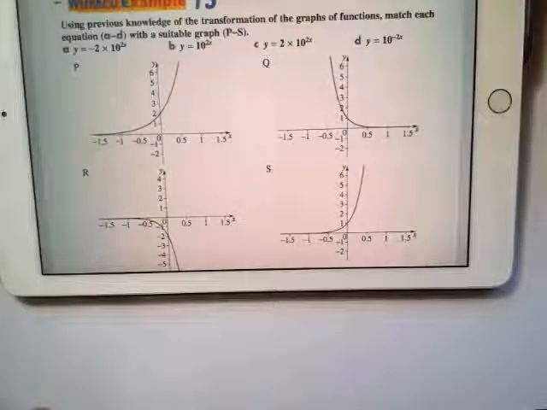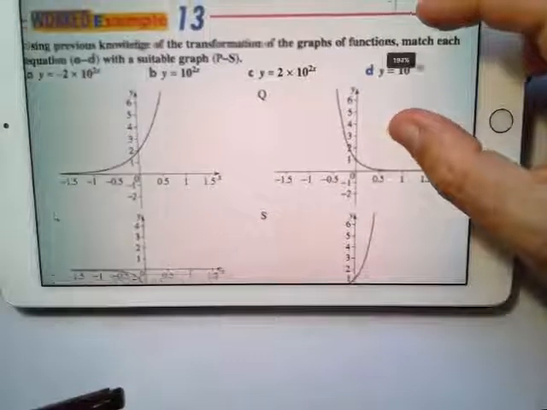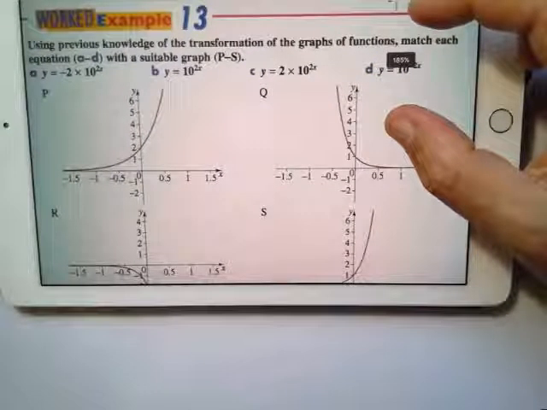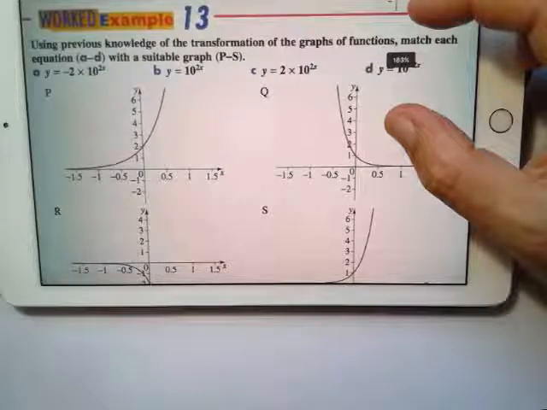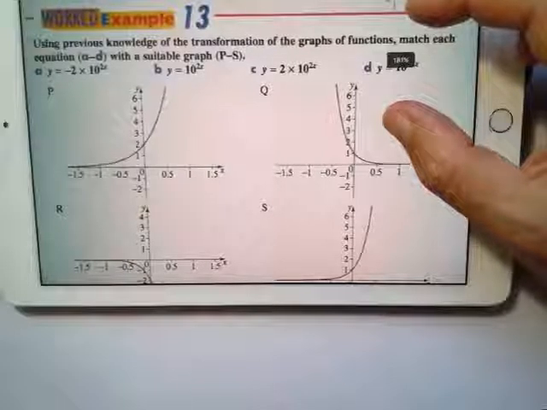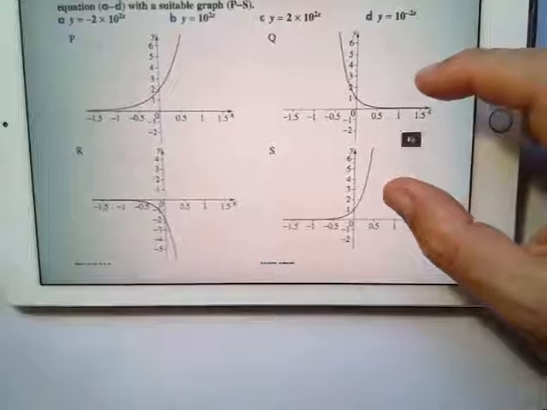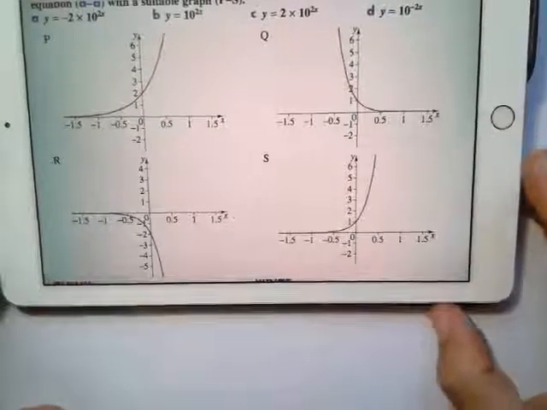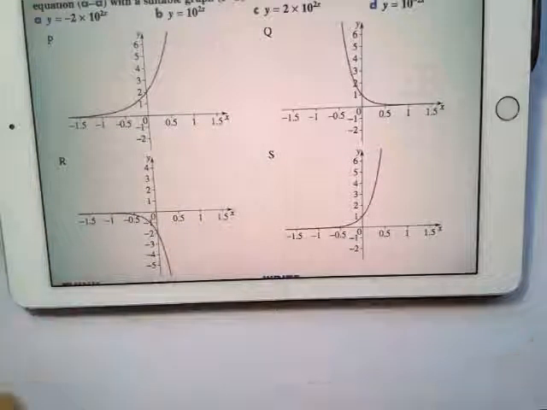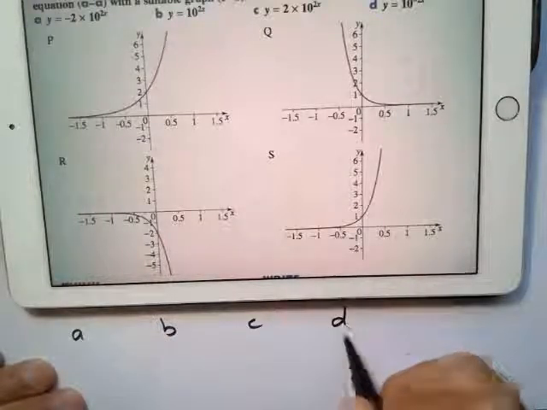So this question asks, use previous knowledge of transformation of the graph of functions. Match each equation A to D with a suitable graph P to S. And I'm going to magnify that so we can have a better look. Okay. What we need to understand is the following. You can go and draw each one of these and see which one matches up. What I will do is I will say A, B, C, and D.